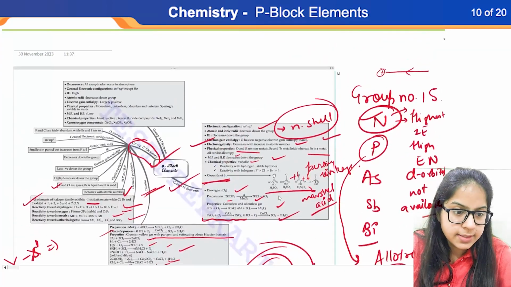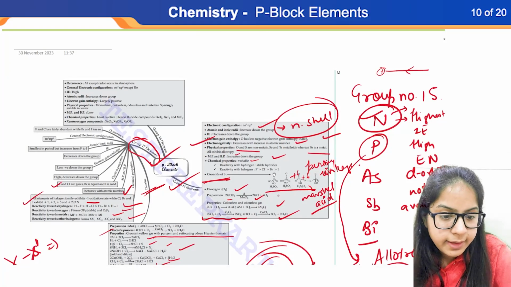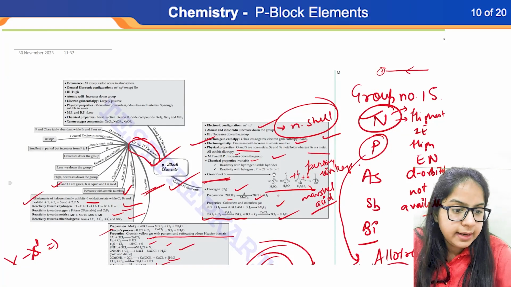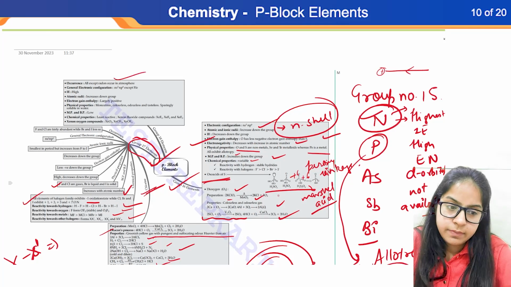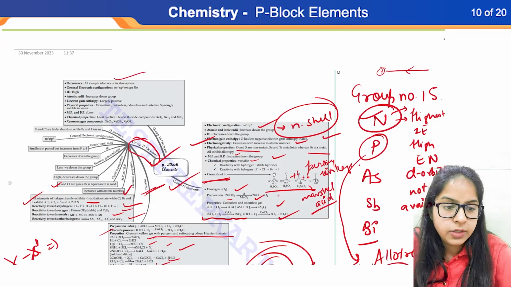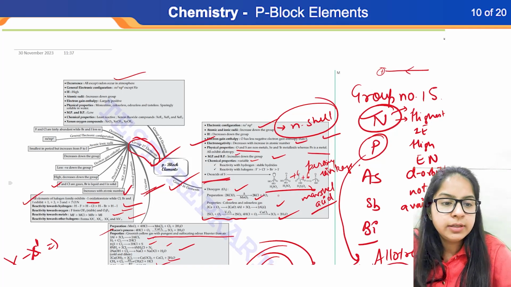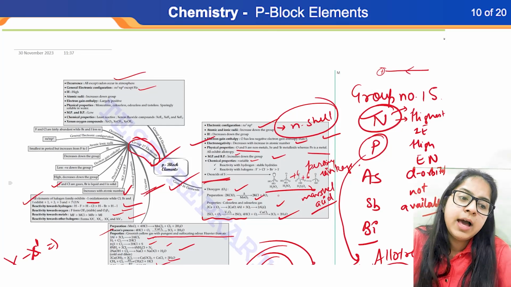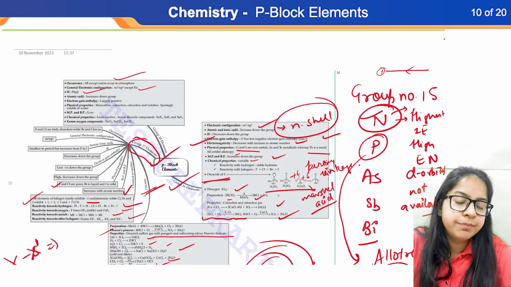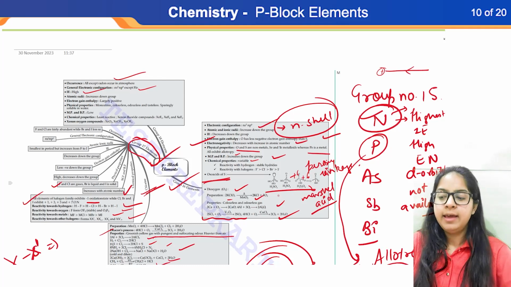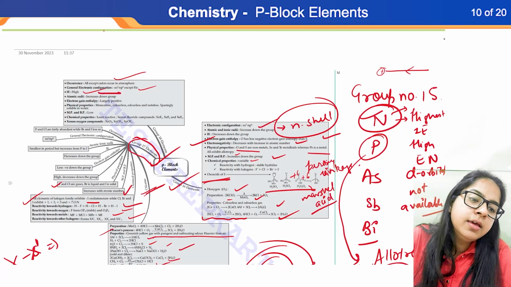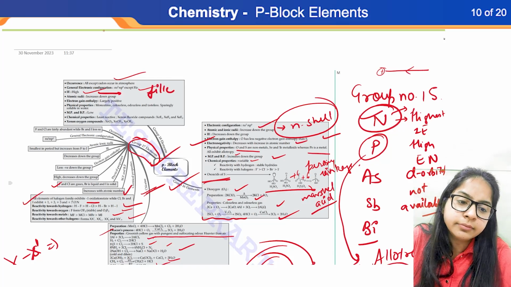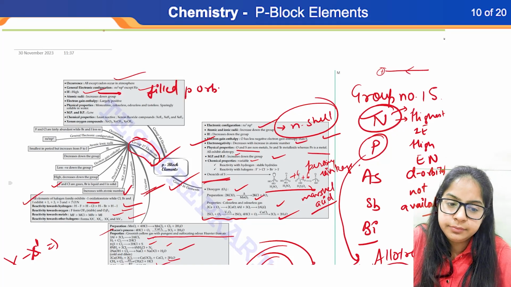Now the next one is group number 18 elements. Group 18 elements, all except radon, occur in the atmosphere. Radon is a radioactive element. The general electronic configuration is ns2 np6, except helium. Ionization energy of this group is very high. Why? The group elements have high ionization energy because of the filled p orbital.